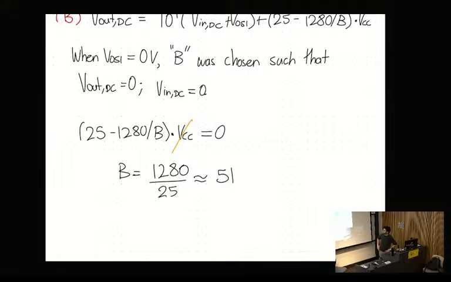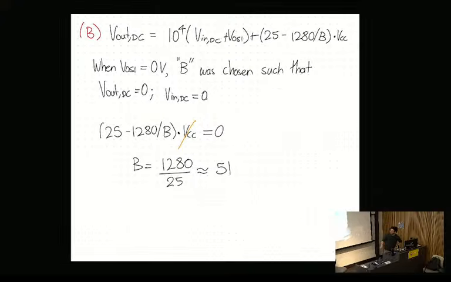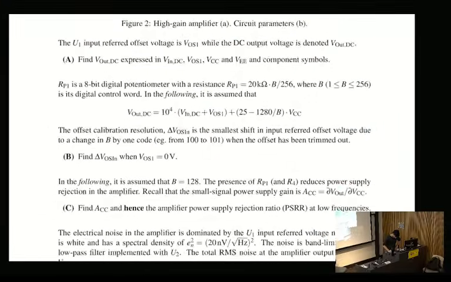Okay. So that is the value for B, which the offset has been trimmed away. So for this value, the offset has been calibrated away. Or in other words, this is the value of B we need to calibrate away the offset. So it's starting at the end result and then working backwards to answer the question of how we got there. Okay. So then I go here.